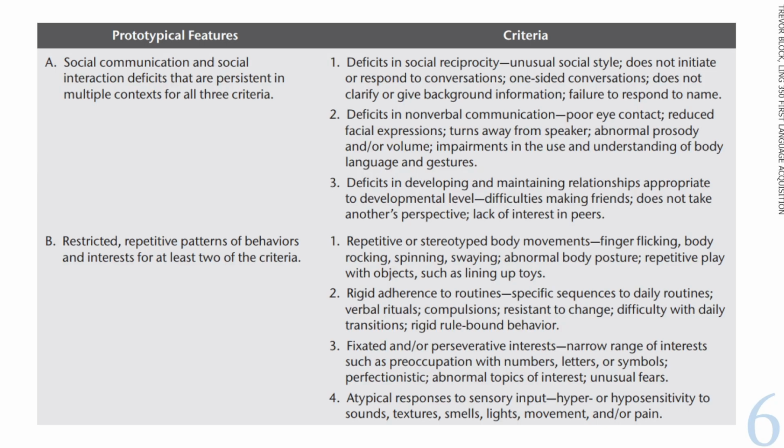So there's some prototypical features. You can read some of these. So I'll pull out something that I relate to and can talk a little bit more about. Then you can read the others if you're interested. So one of these is deficits in social reciprocity: does not initiate or respond to conversations, one-sided conversations, failure to respond to name.